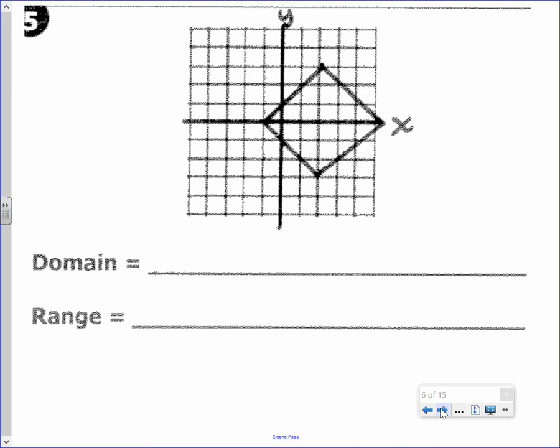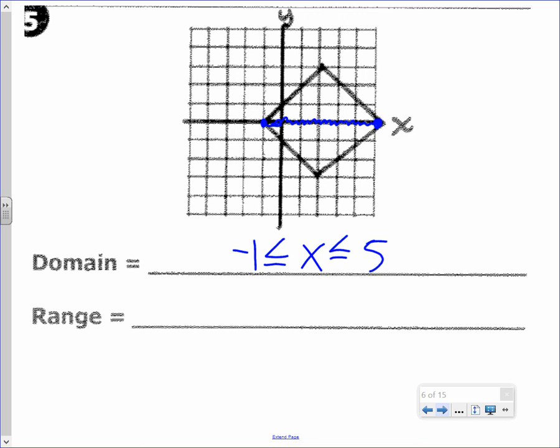Domain. What variable are we describing for domain? X. I just start off with X. X can be anything between here and here. Careful. X has to be bigger than or equal to -1. Look at these, all these values are bigger than or equal to -1, and it stops here. It maxes out at 5. X has to be less than or equal to 5. Notice that. There's my domain.